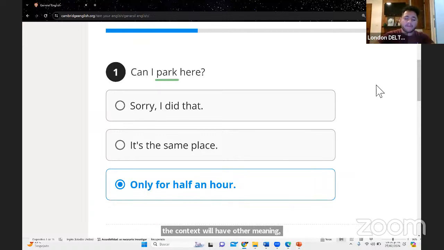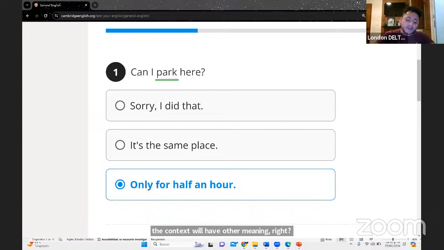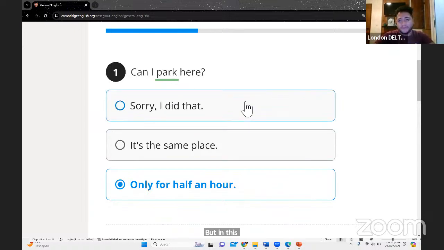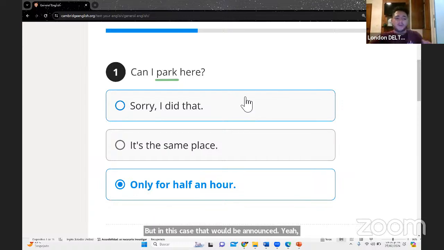Park también significa parque, yeah? But in this case, that would be a noun, sería sustantivo. Y aquí es un verbo. Ok. Entonces ya tienen más o menos una idea de lo que vamos a seguir haciendo con los siguientes ejercicios. Ok, so let's move on.